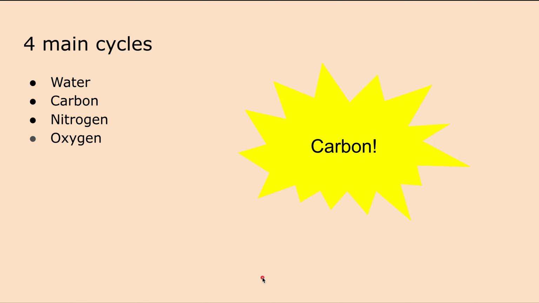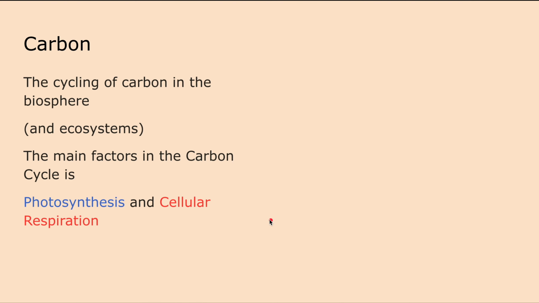But as the first slide stated, we're going to be talking about carbon. Now, something important to mention about carbon is that, as we know before, carbon is the backbone of life. Every single thing that is living has carbon in it, which is something to remember. So, what is the carbon cycle? Basically, the carbon cycle is just the cycling of carbon in the biosphere and in ecosystems. So, it's nature's way of recycling carbon.